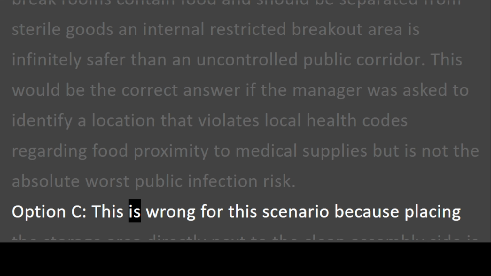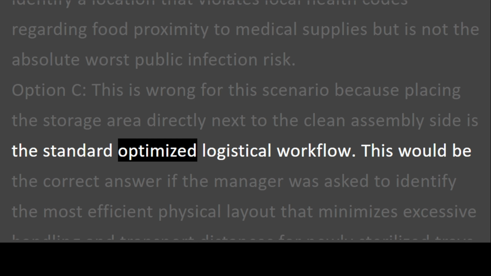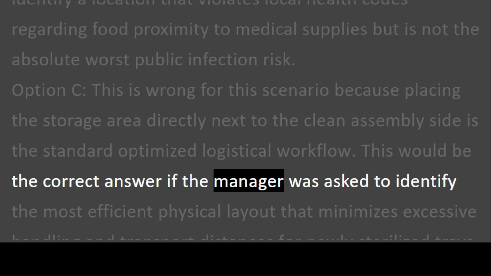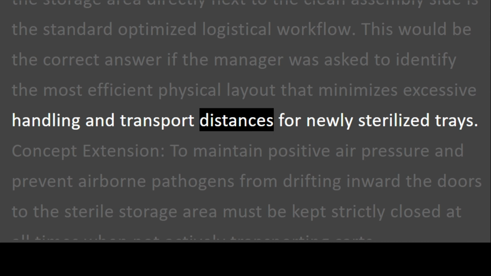Option C. This is wrong for this scenario because placing the storage area directly next to the clean assembly side is the standard optimized logistical workflow. This would be the correct answer if the manager was asked to identify the most efficient physical layout that minimizes excessive handling and transport distances for newly sterilized trays.